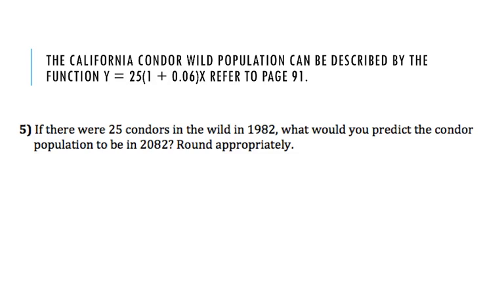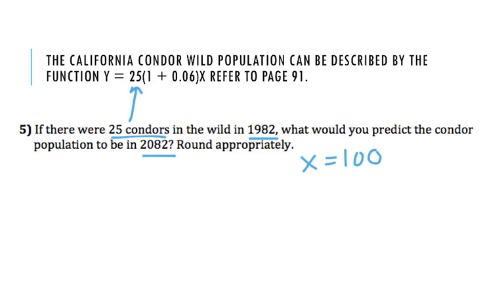Number 5. If there were 25 condors in the wild in 1982, what would you predict the condor population to be in 2082? Round appropriately. Now, to do this, we want to first think about what's happening. We got 25 condors. That shows up as our initial value, already given in the function. We want to predict the population in 2082. So we went from 1982 to 2082. That would be how many years? Well, that would be 100 years if we were to subtract them. So this is our time, or x.